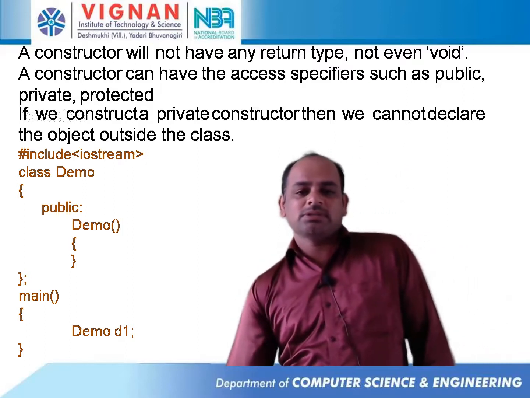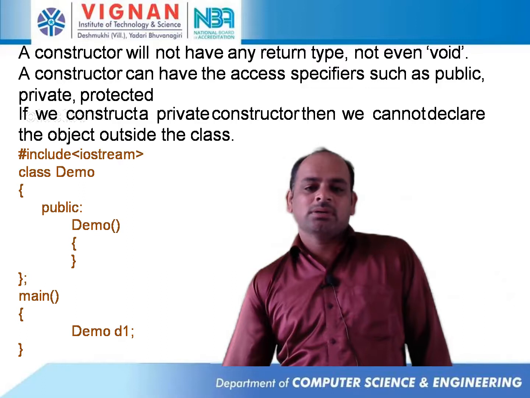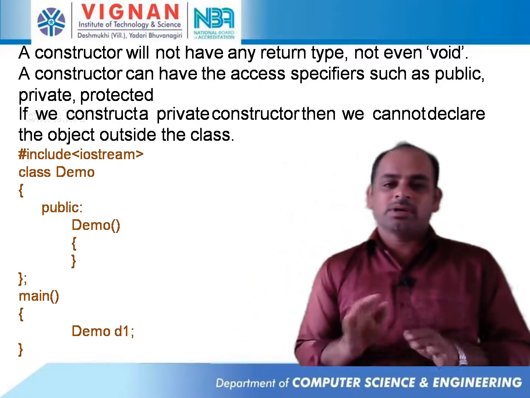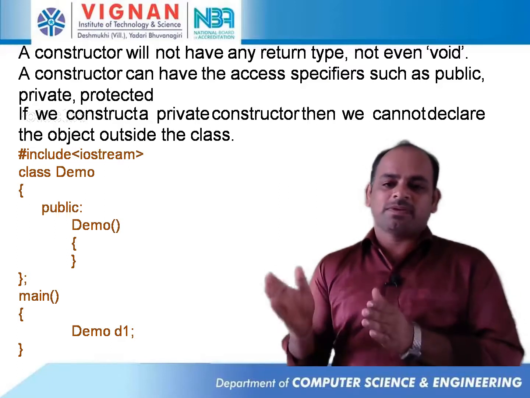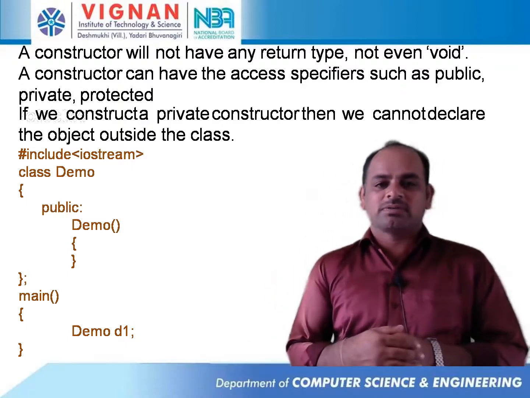You can see this in the example: class demo, public demo, this is a default constructor, and the class declaration is closed here. Then the main function. Within the main function, the object D1 is created. When object D1 is created, the demo constructor is called automatically. We are not using any object name, dot operator, and function name here. Simply we are creating an object D1, and then the default constructor will be called automatically.